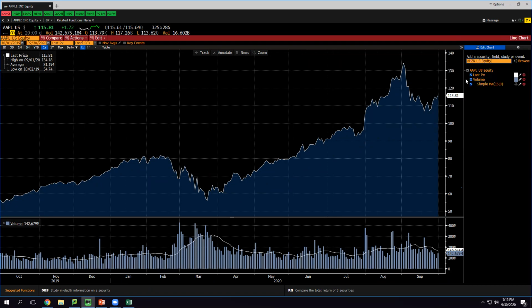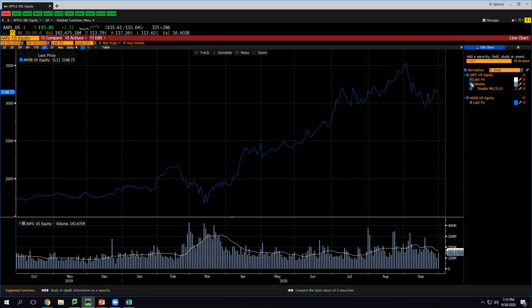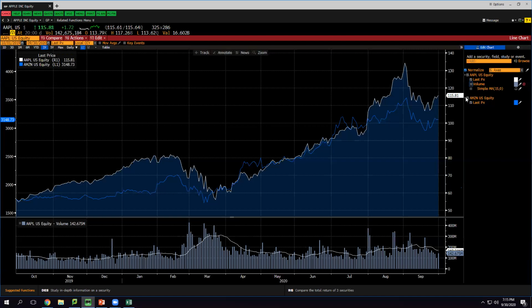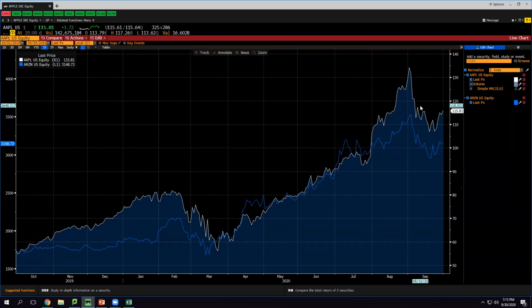This is real life, by the way. So look at Amazon. This is Apple, the white one is Apple, and the blue one is Amazon. Now let's add, I don't know.